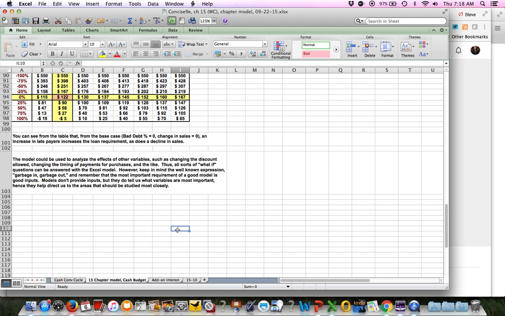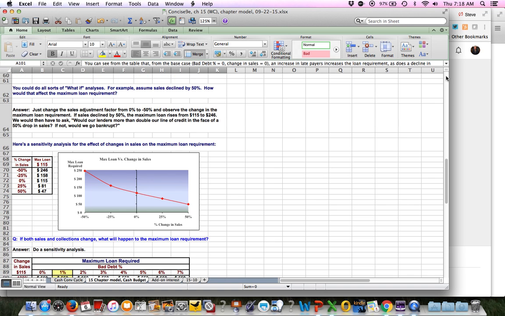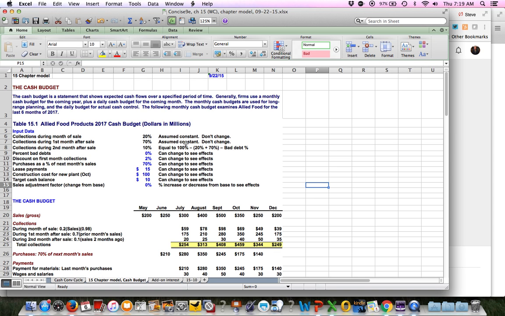The next big thing is the cash budget. Let me get to the top of the page here for this one. And so they give you a really nice calculation here for how to do a cash budget, a cash forecast, really. And so they kind of walk you through some inputs here. They talk about collections. So during the month of a sale, 20% of that cash will be collected in the month of the sale. 70% is collected the next month. And then 2 months later, we collect 10%.